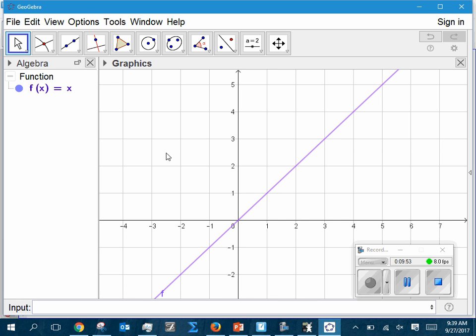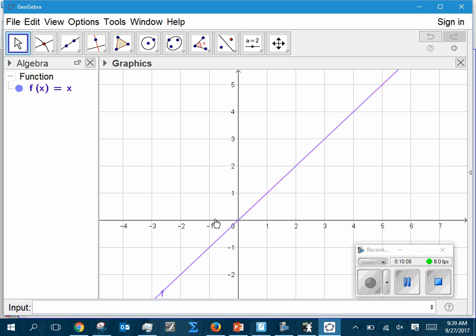Think about what absolute value does. If I had just the line y equals x, the absolute value simply takes your x value, I take its absolute value, and that becomes my y value. Does that make sense?